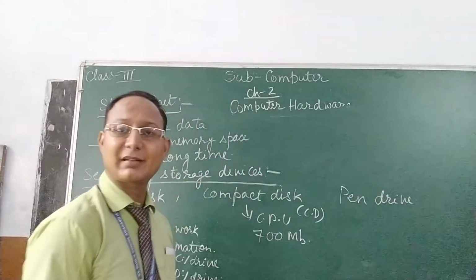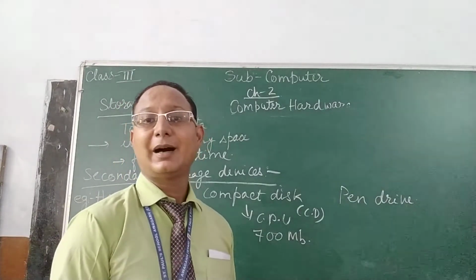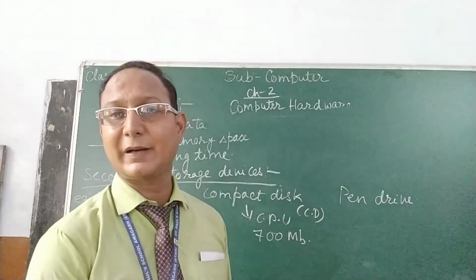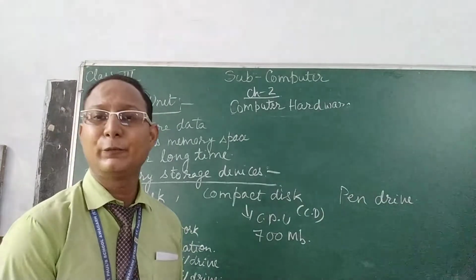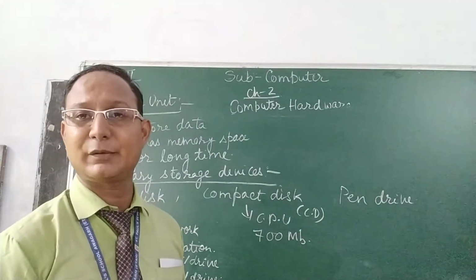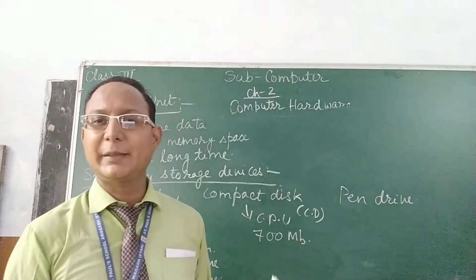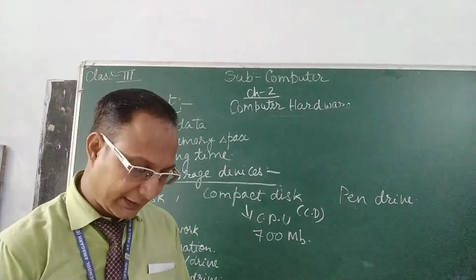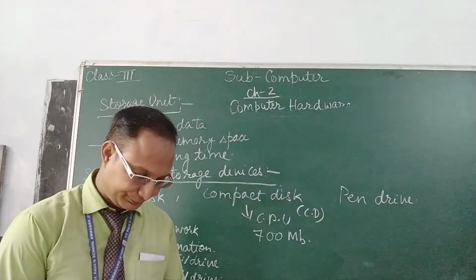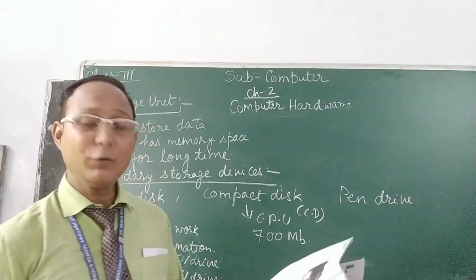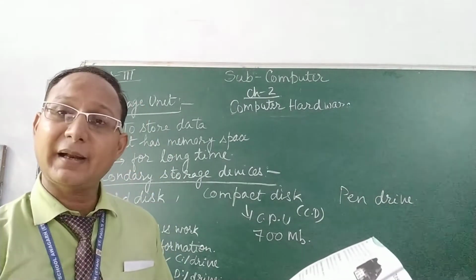We can save our Excel file, other types of extension files, text files, document files. We can save videos, games, and music. Different things we can save and keep for further use. Okay? Understand? Good. Now we will read about the pen drive.